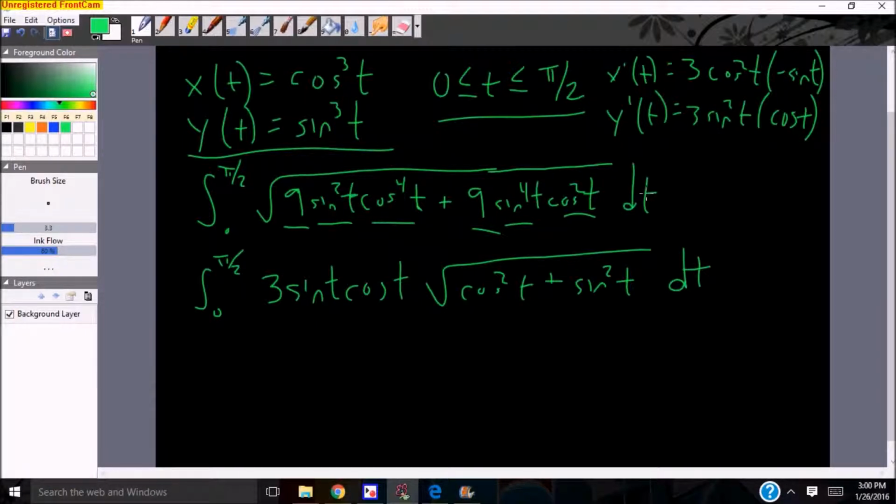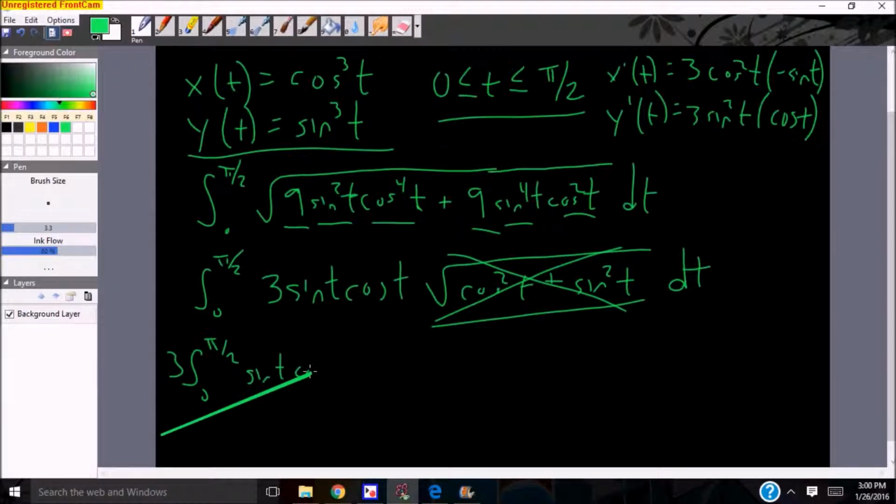But you can see here we have one of our trig identities. Sine squared plus cosine squared, our old friend. So that's going to go to 1. Alright, and we're just going to end up with the integral from 0 to pi over 2. I'll factor the 3 out of sine of t cosine of t dt. Okay, so 3 sine t cosine t dt integrated from 0 to pi over 2.